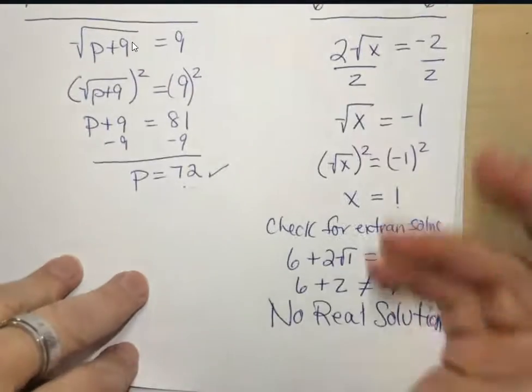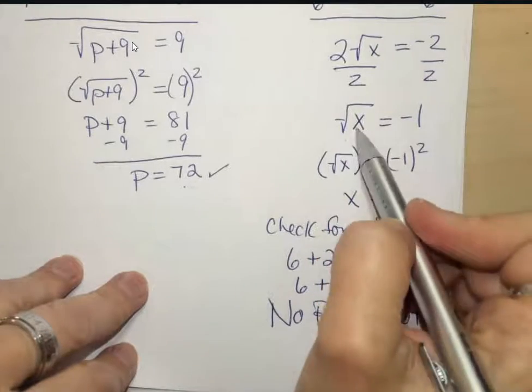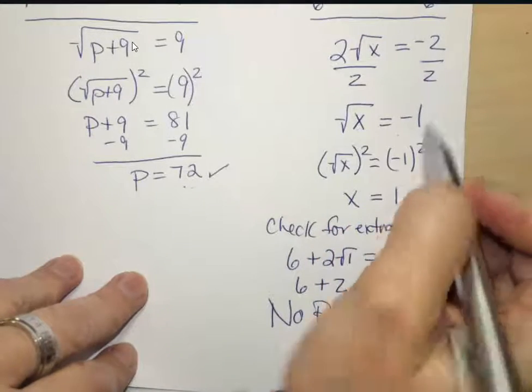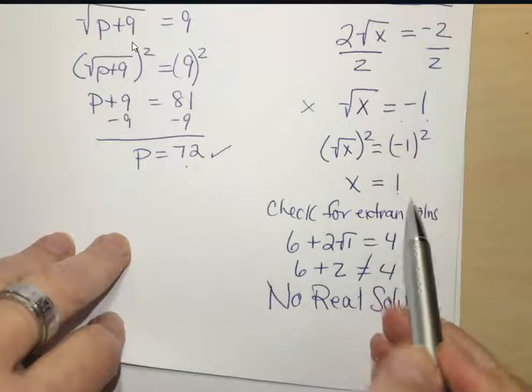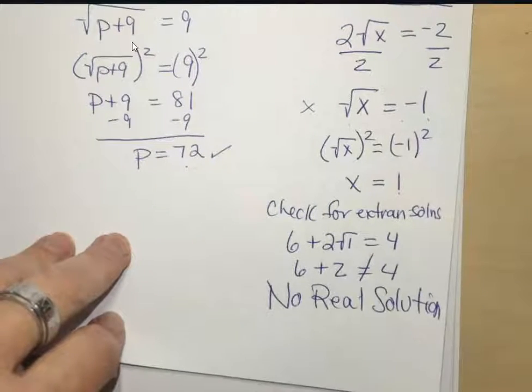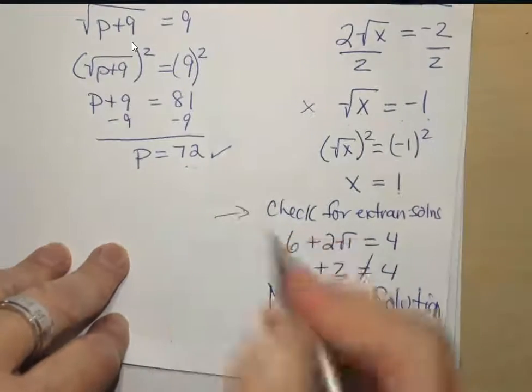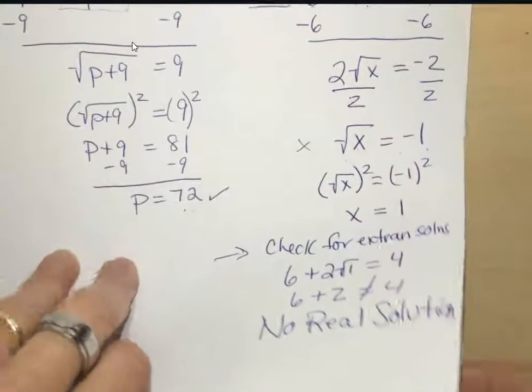I could also look here. Is it possible for the square root of x to equal negative 1? It's not. So I could have picked it up there. Or getting it and then plugging it back in. I have no real solution. So this is an example of an extraneous solution.